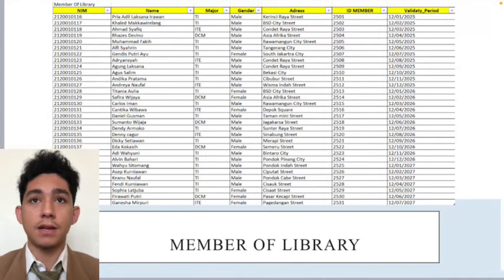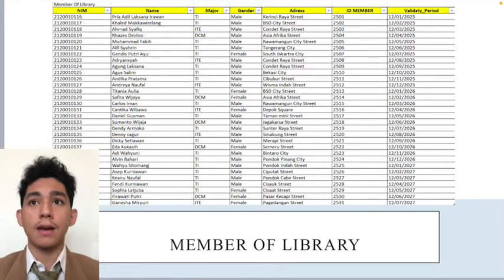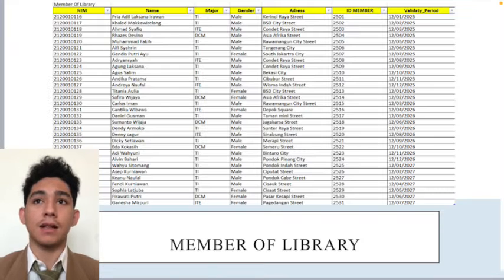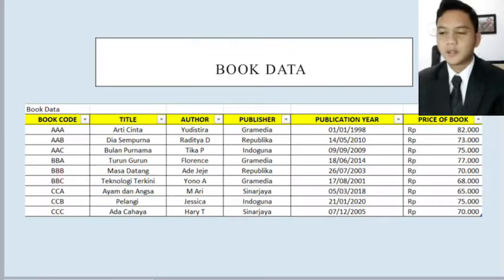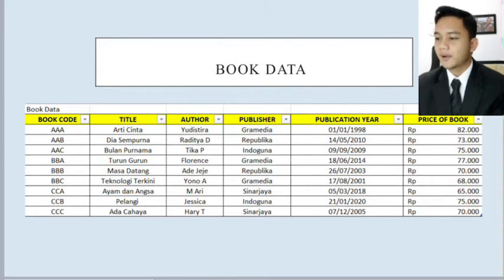2120010116. The major, TI, gender male, address Kerinci Raya Street, ID member 2501, and the validity period until 12th of January of 2025. And the second table is book data table. And the content of book data table is book code, title, author, publisher, publication year, and price of book.